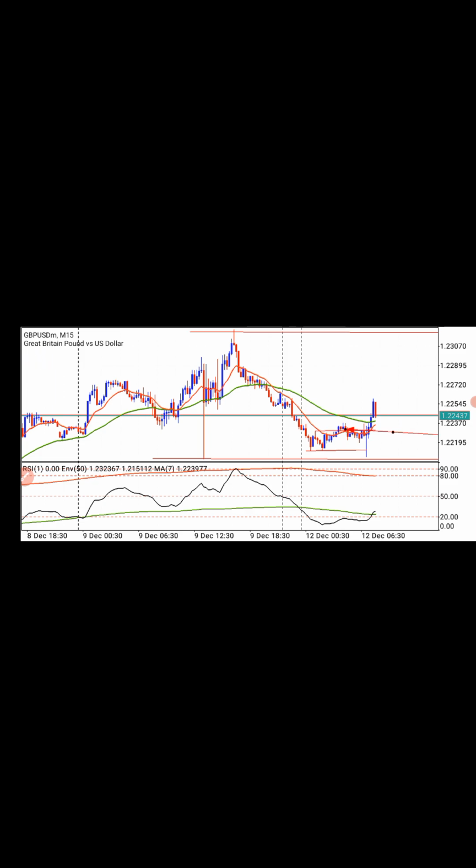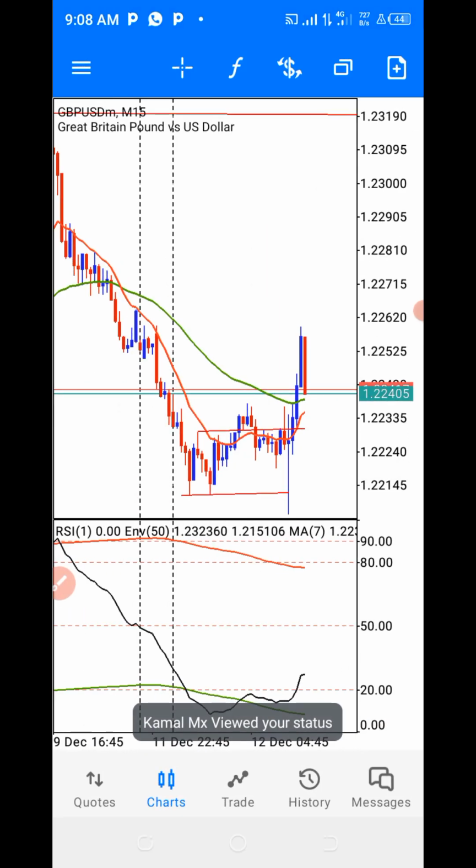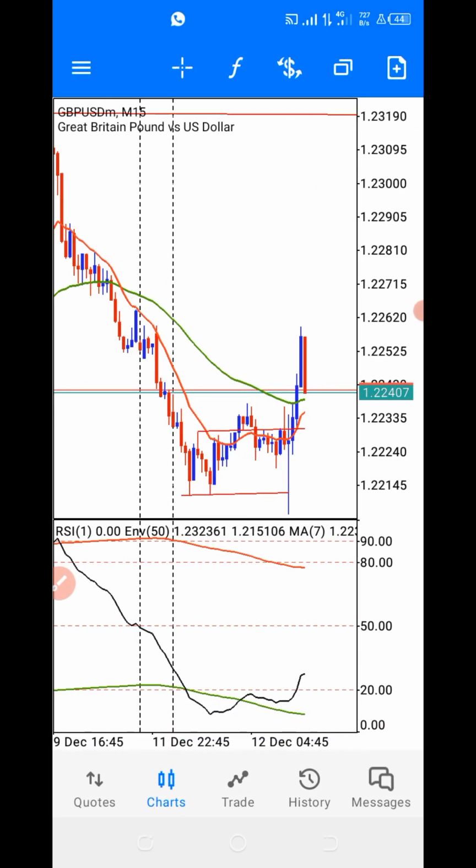So since I've established that, I'll go down to my 1 minute time frame and take my entry, and that is where the use of my indicator comes in. Remember I told you that GBP USD is a London pair. So anything 7:30, 8 o'clock, I'll look to take my entry.